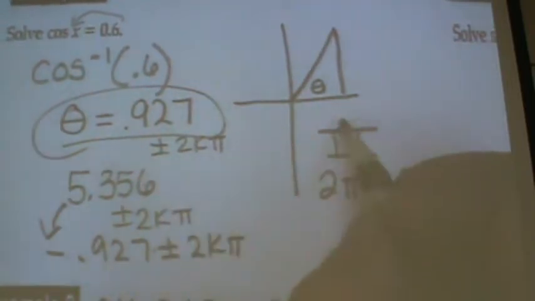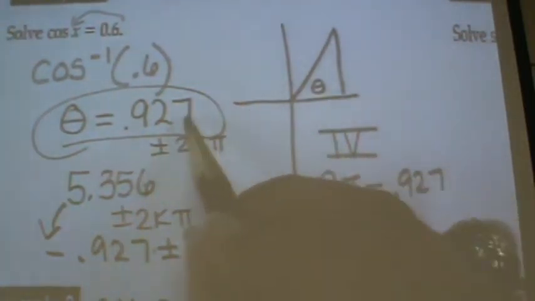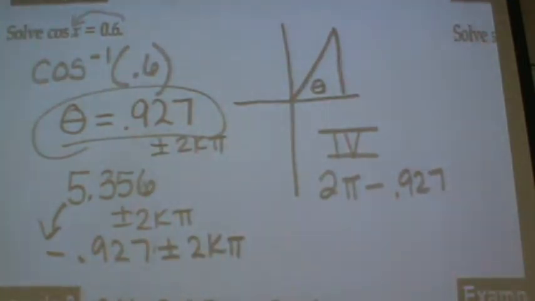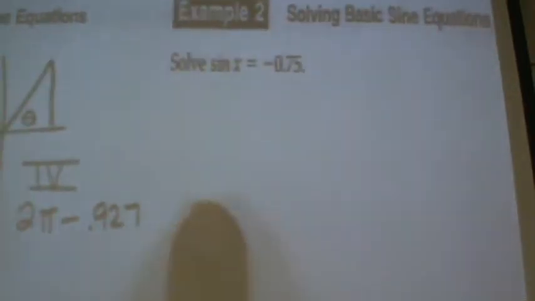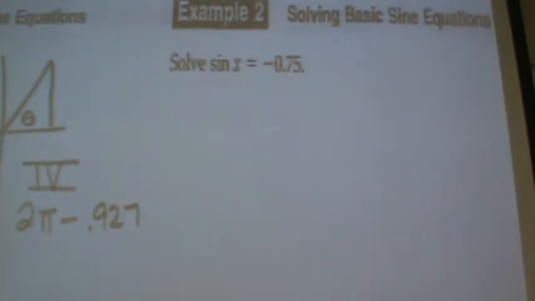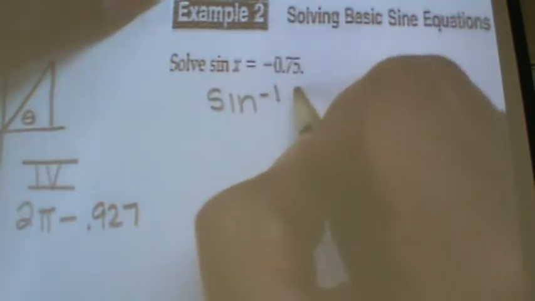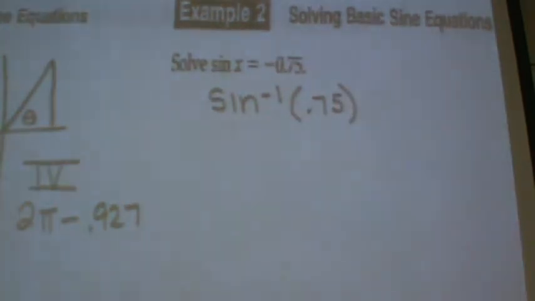These two mean the same thing, depending on if you go all the way around or if you just go backwards. So you can do that. These two answers mean the same thing. Let's do another one. I want to show you what happens when you have a negative here. You ignore the negative. So I want you to type in your calculator that and then positive 0.75.